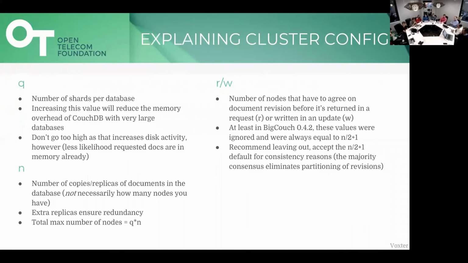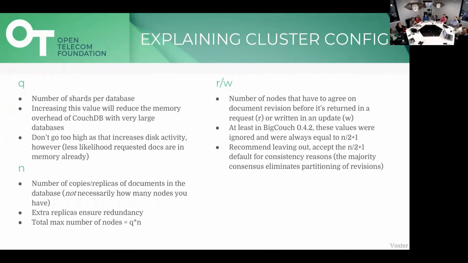So for those of you that don't know, your Q value defines the number of shards you have per database. A higher value will reduce CouchDB's memory overhead when you get into very large databases, though you don't want to go too high. When you define, say, Q is 4, it will divide the database into 4 shards, which hold a portion of the data that's hashed into that bucket, essentially.